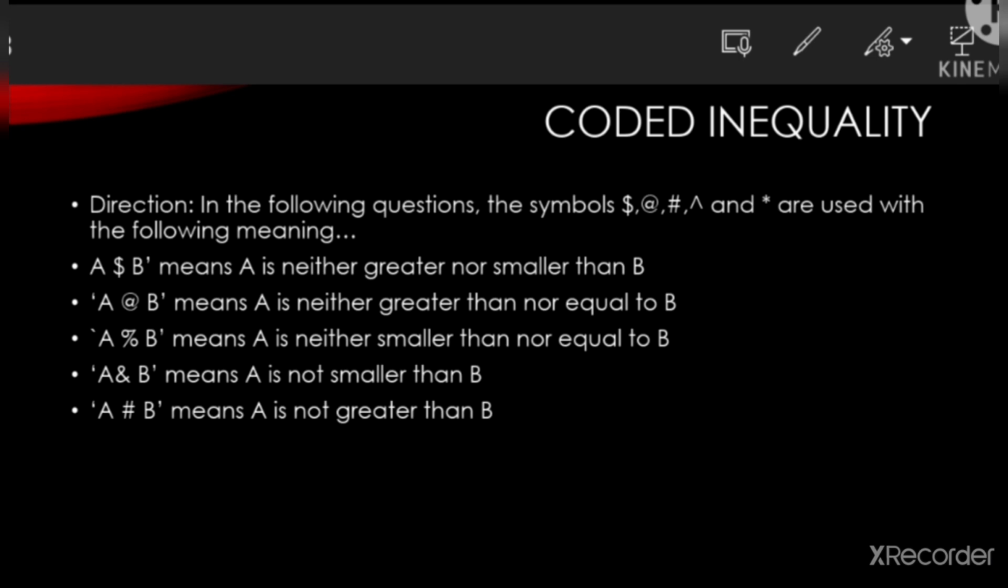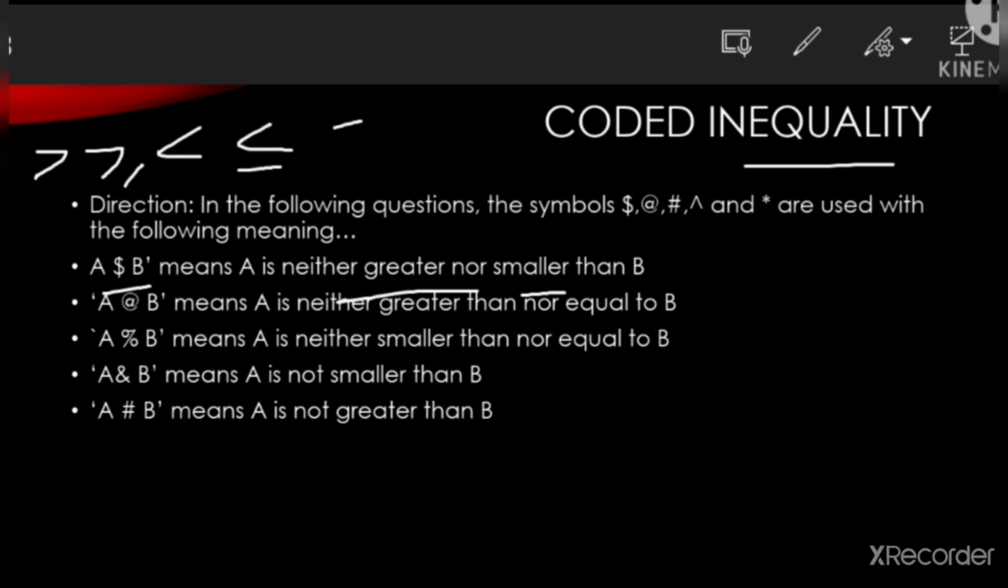So now let's learn how we are going to deal with the questions of coded inequality. Firstly, we need to decode this expression according to the proposition or the inference. Fine. So what does it say? It says A $ B means A is neither greater nor smaller. First of all, we have 5 types of symbols that we use in inequality, and these are greater than, greater than or equal to, smaller than, smaller than or equal to, and equal to.